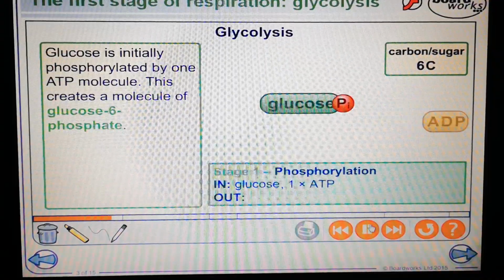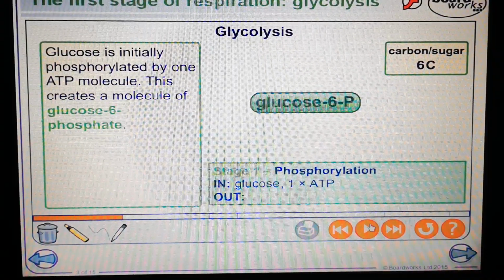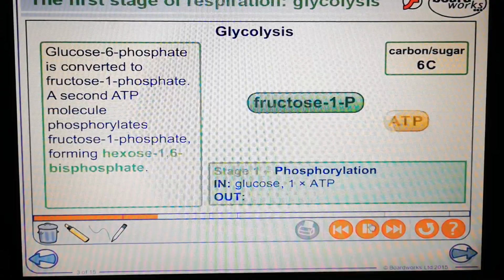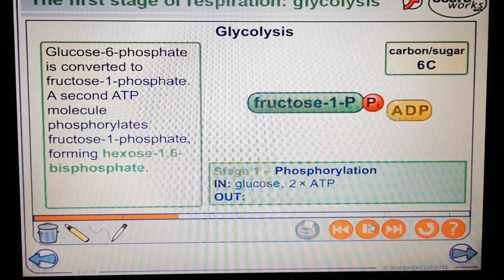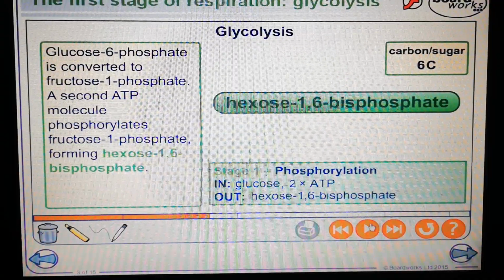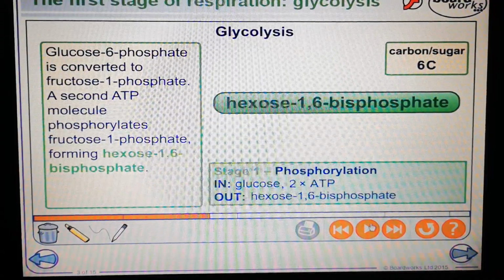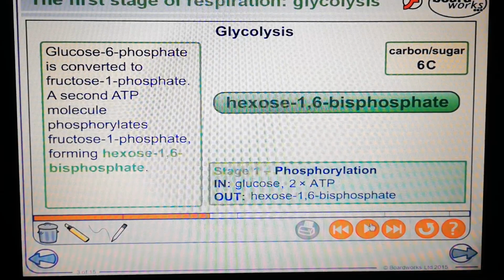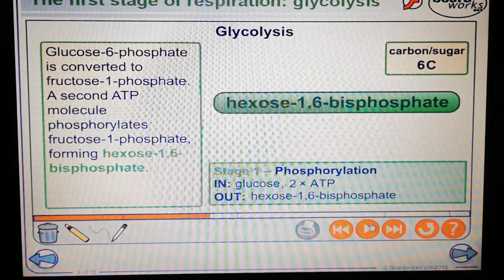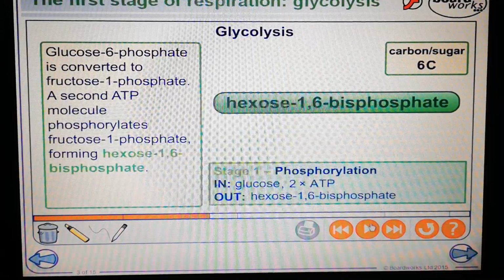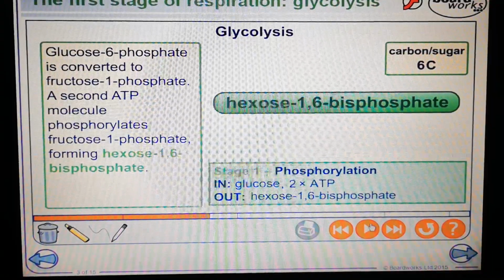And as a direct result of substrate level phosphorylation, we now have a glucose phosphate. That glucose phosphate will then get turned into a fructose phosphate, and substrate level phosphorylation will take place again. Now, as a result of the second substrate level phosphorylation taking place, we've converted into a molecule called hexose bisphosphate. Hexose because it's a 6-carbon structure, and bisphosphate because it contains 2 phosphates.